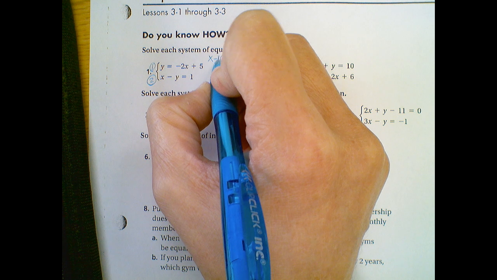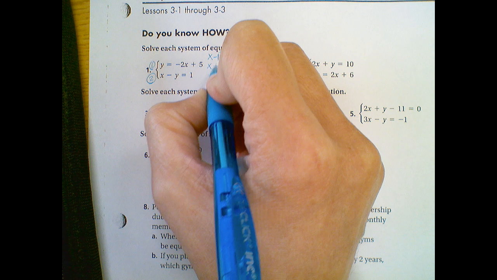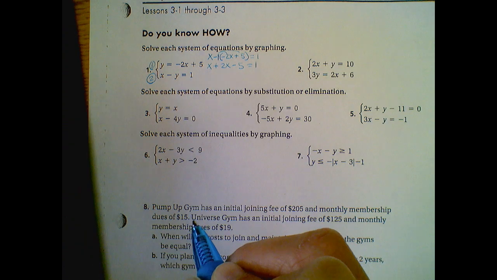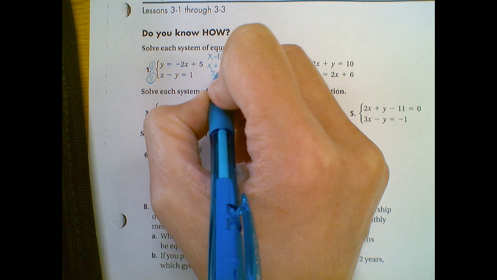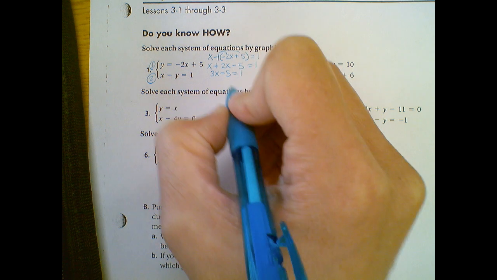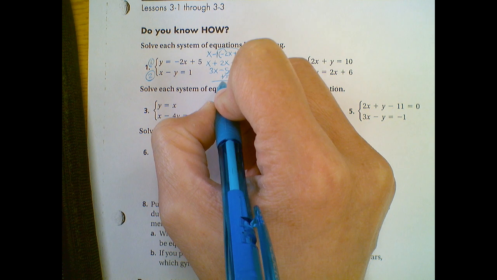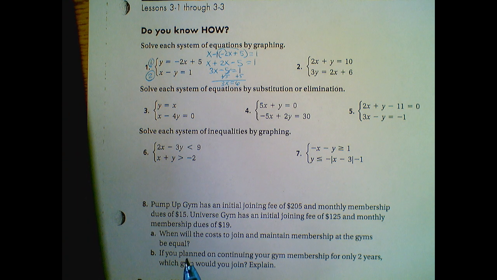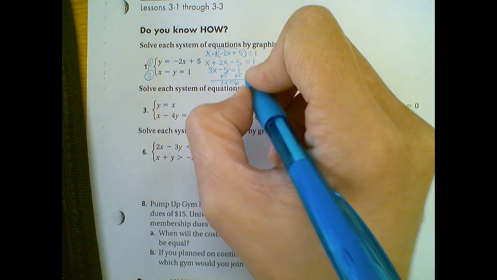And if you want to squeeze in a 1 here, you can distribute that negative 1. So I have x plus 2x minus 5 equals 1. So I'm going to keep combining my like terms. So 1x plus 2x is 3x minus 5 equals 1. So add the 5 over. I get 3x equals 6. Then I'm going to divide both sides by 3, and I get x equals 6 divided by 3, or just 2.